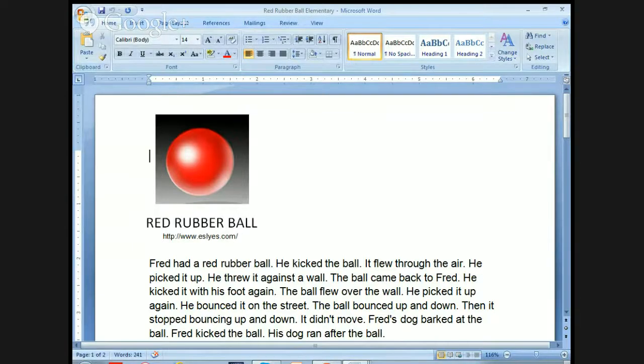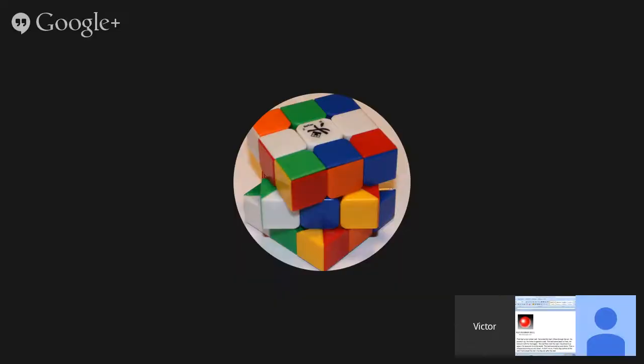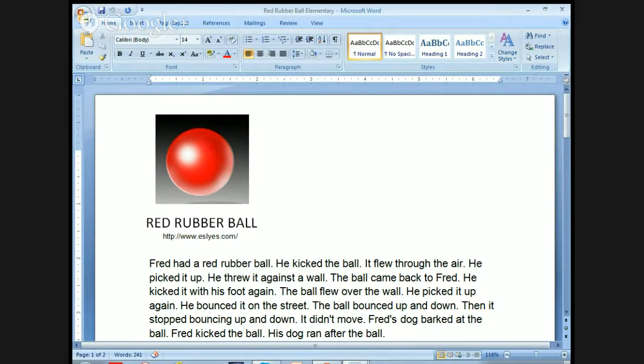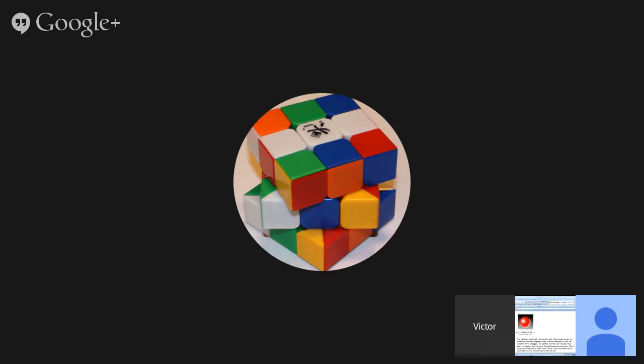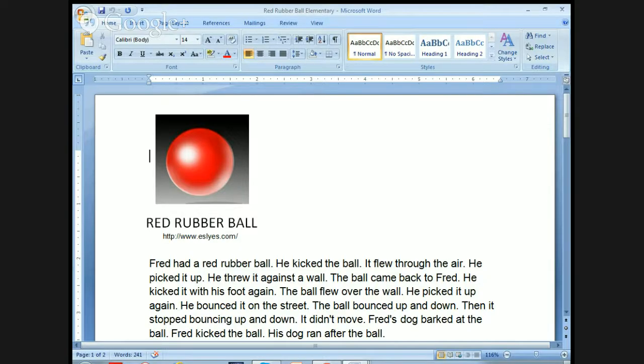Another question? What did he do with the ball? Fred bounced the ball. Bounced. What does it mean, bounced? Okay, you know the word bouncing? Up and down, up and down. So he bounced his ball. Like jumping? Yes, the ball was jumping, but he was bouncing.